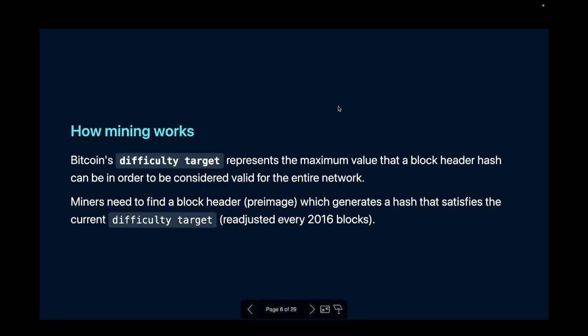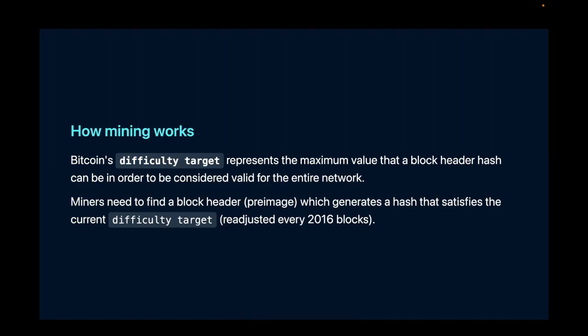Bitcoin has a number called the difficulty target, and it represents the maximum value that a block header hash can be in order to be considered valid by the rest of the network. Miners need to find a block header, which in practice is the pre-image of a hash, that will generate a hash that satisfies the current difficulty target. This difficulty target is readjusted every 2016 blocks.